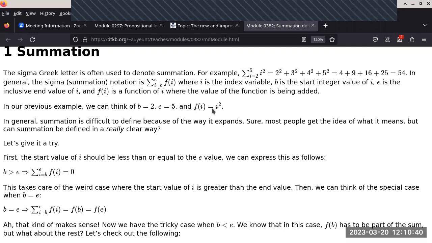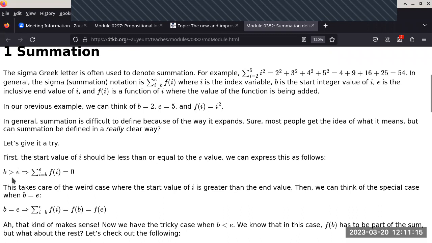When we're trying to add all of those terms together, generally speaking, summation is difficult to define because of the way it expands. So I can use examples to illustrate what I'm trying to explain, but it is difficult to use an actual hard definition to explain what summation is, because it's the expansion of a bunch of stuff. And it's really not easy to explain the expansion of a series of numbers, or in this case, the application of function f. So we'll try a different way.